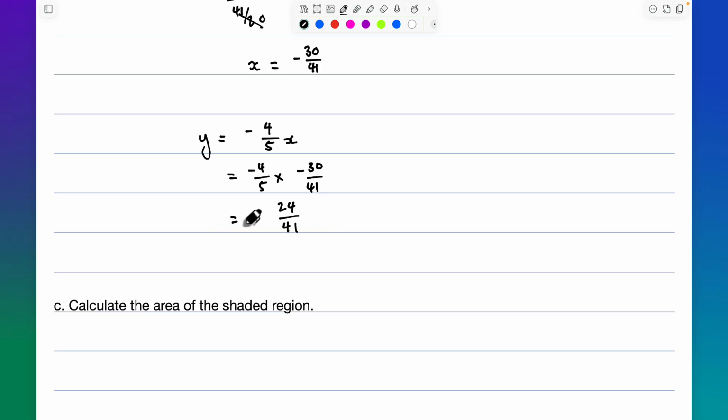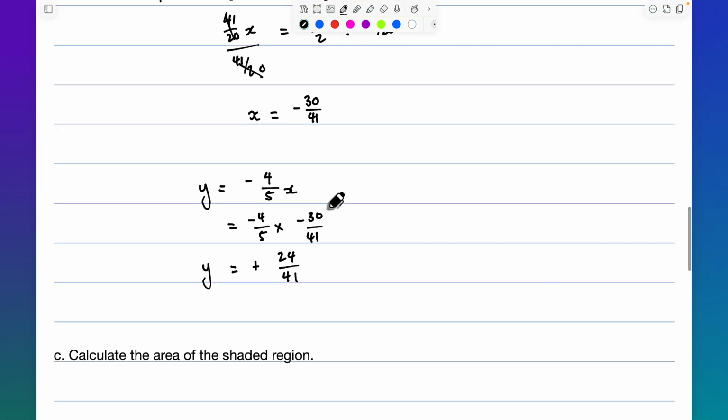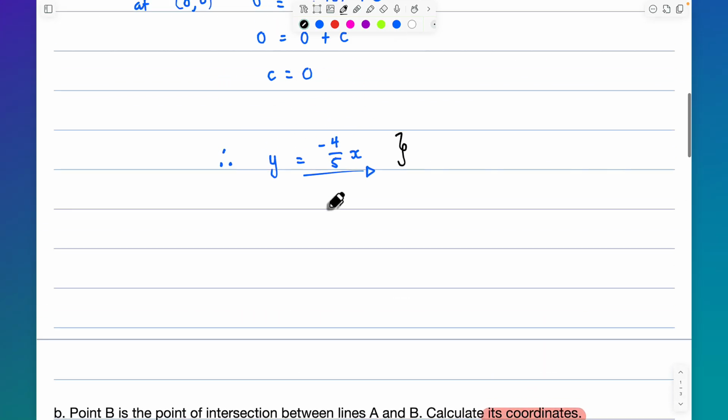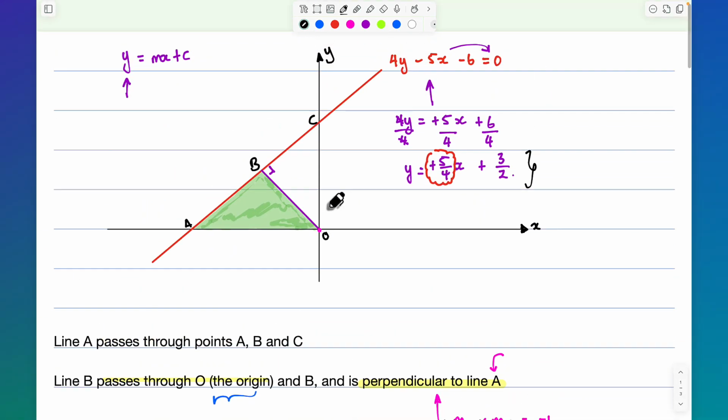That's your y value. Again, this is a bit of an ugly number. Just to check, 24 over 41 is 0.585. Does that make sense in the context of our graph? It kind of does, because the y-intercept is 3 over 2. So to see this, this is kind of below that. I guess it makes sense, right?